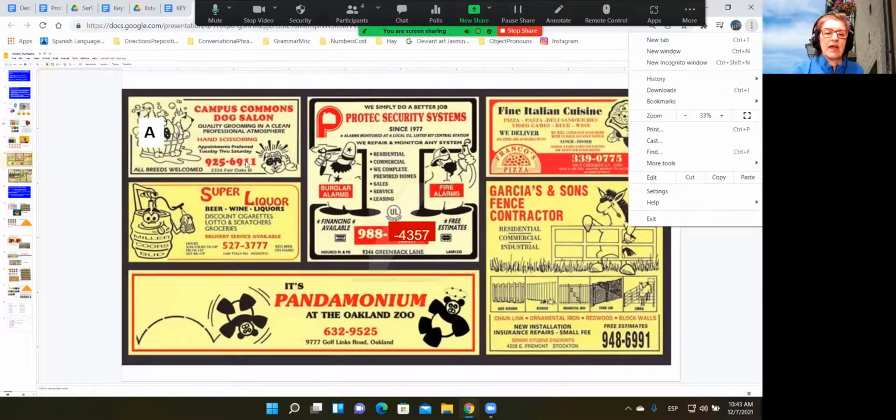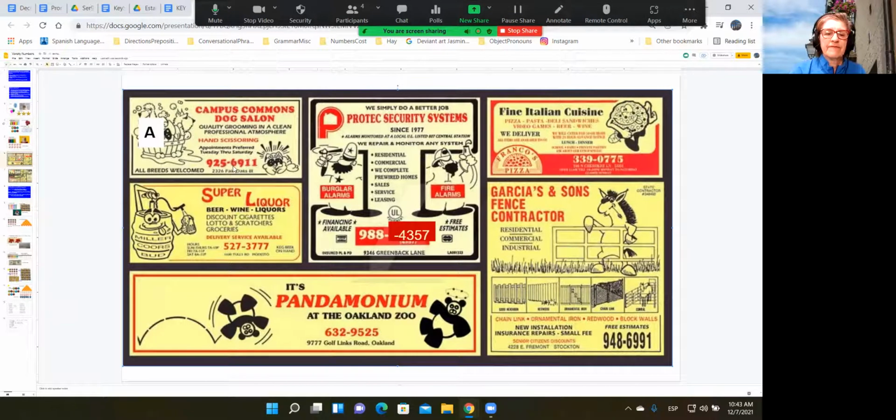Let's see if we can say some phone numbers. And I'm going to do the first phone number up here. I'll do the first one, and then I'll ask somebody to take a shot on a different phone number. And I'm going to say these as single digit numbers, okay, like we might in English. So I'm going to say 9, 2, 5, 6, 9, 1, 1.